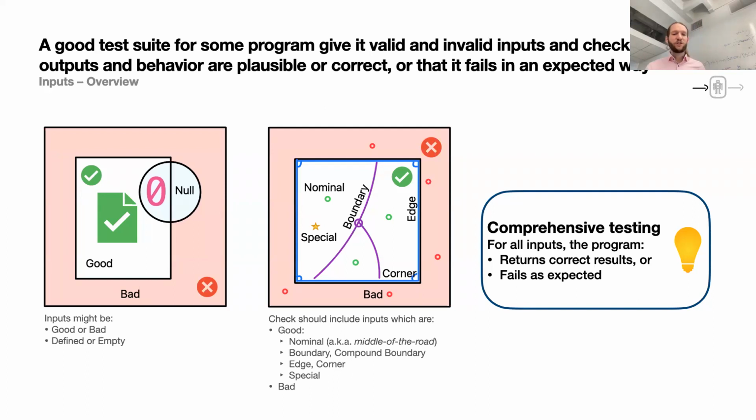But comprehensive testing means checking that for all conceivable inputs, good and bad, defined or empty, the function does the right thing. So we also need to think about these bad inputs. And actually, we'll see later, there are many more bad inputs than there are good inputs. So you might end up having many more bad tests than good ones. And what does it mean to do comprehensive testing? It means checking that for all conceivable inputs, good and bad, defined or empty, the function does the right thing. It's either going to return correct results for valid inputs, or it's going to fail as expected for invalid data.